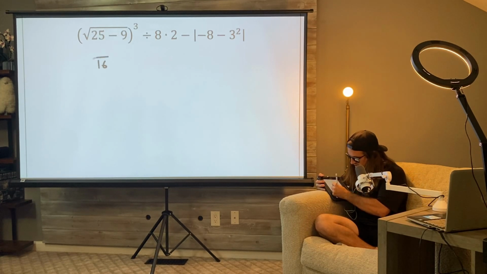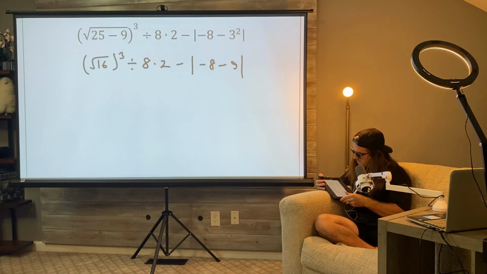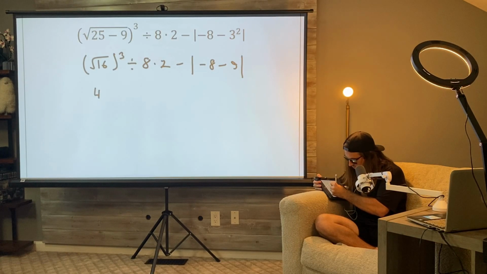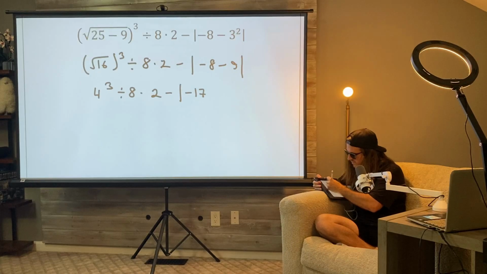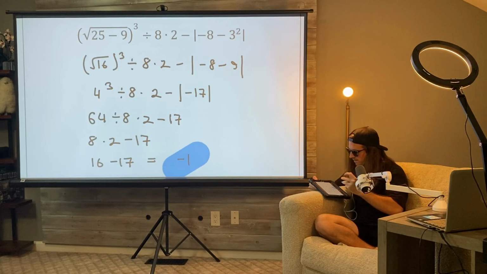25 minus 9 is 16. Three squared is 9. The square root of 16 is 4. Negative 8 minus 9 is negative 17. 4 cubed is 64. The absolute value of negative 17 is positive 17. 64 divided by 8 is 8. 8 times 2 is 16. Minus 17 is negative 1. The answer here is negative 1.